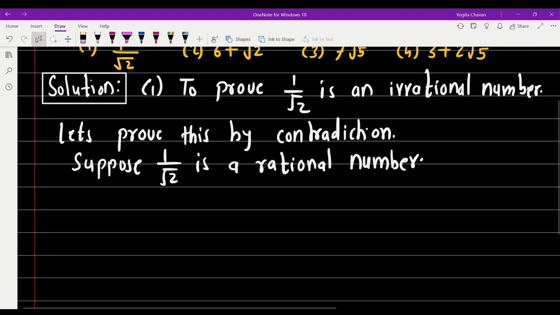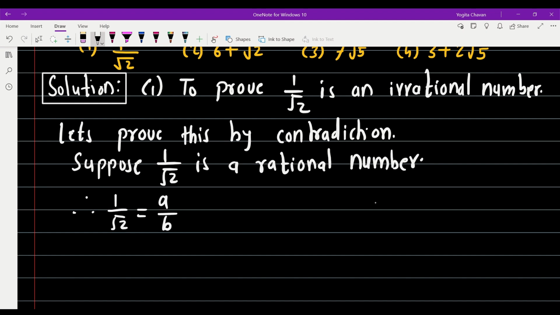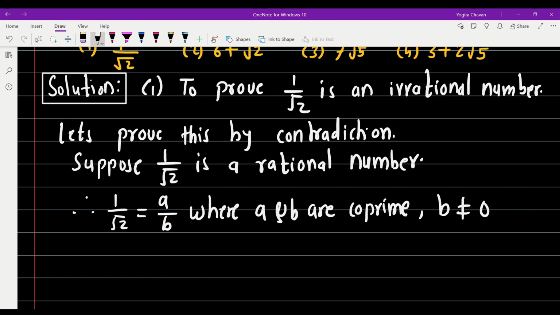So any rational number is written in the form of a by b. So our 1 by root 2 is also equal to a by b, where a and b are co-prime. Co-prime means their GCD is 1. There is nothing common between a and b, and moreover b is not equal to 0. And also note that 1 by root 2 is a non-zero number.